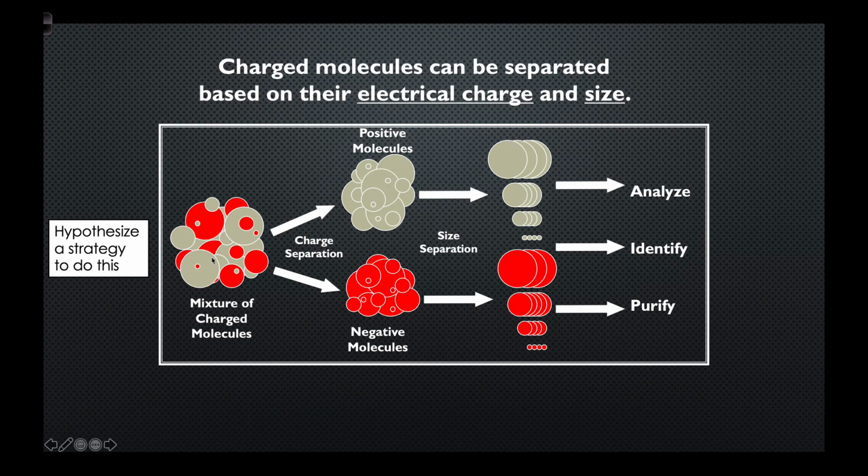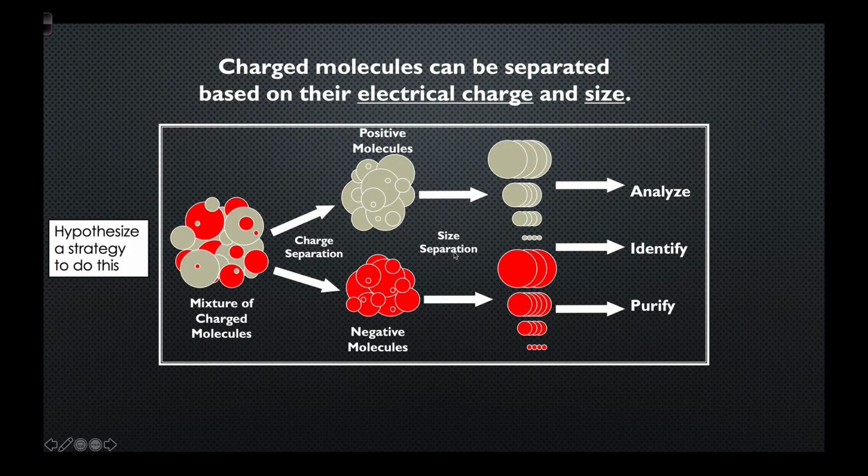Well, first, if we were talking about electrical charge, hopefully you could hypothesize that we could use the opposite charge in order to get half of them going one direction, half of them the other way. So if I had, for example, some kind of negative electrode or negative plate, I might be able to pull out these positive molecules, the beige ones. And if I had a positive plate, I could pull out the negative molecules because, as we know in science, opposites attract. So now we have two piles of molecules, half of them charged positive, half of them charged negative.